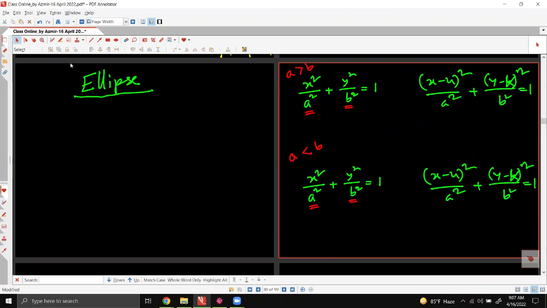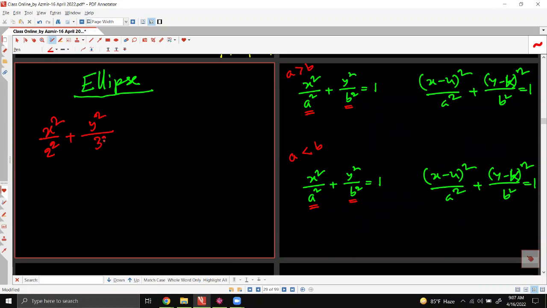So we can think about one example. Let's say x squared over 2 squared plus y squared over 3 squared equals 1. So you can understand that a equals 2, b equals 3. So a is less than b.